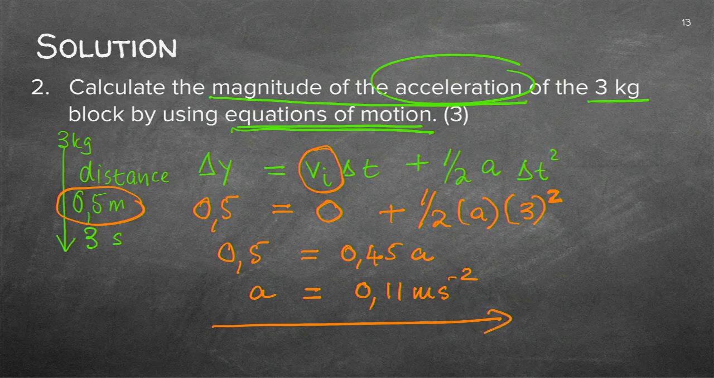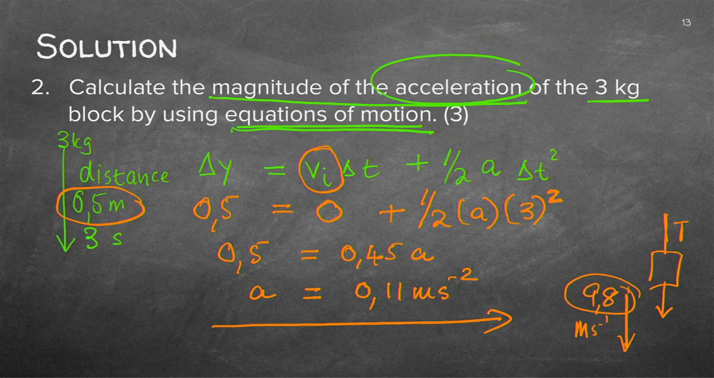Why is this different to 9.8? Well, 9.8 meters per second squared would be if it's falling just with gravity. Remember, this block is attached to a string there, so the acceleration downwards will be slower than 9.8. Therefore, we got that value.